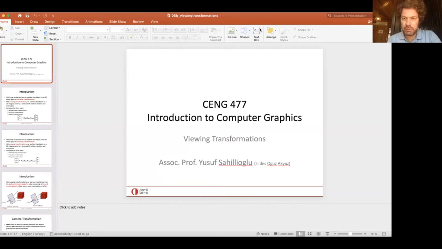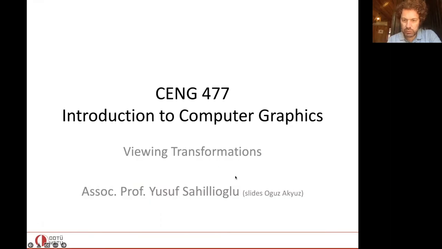Hi, so today I am in a non-office environment, but this shouldn't stop us from learning viewing transformations in our computer graphics class. Basically, these transformations are the ones that move the 3D content onto your 2D image plane screen. So this set of transformations will be dealt with today, and I am Yusuf Sahillioğlu, borrowing these slides from my colleague Oğuz.